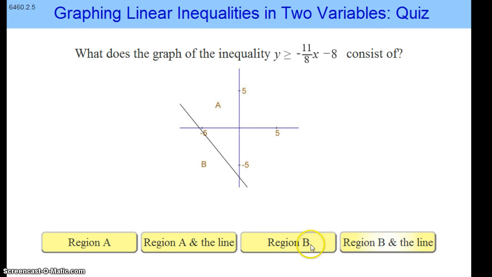So you're going to want to choose either one of these. You can eliminate region A or just region B, and do region A with the line or just region B with the line. So you've eliminated two, and we have to test which one.